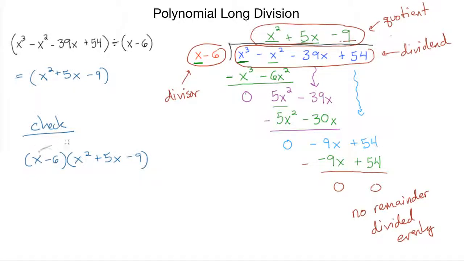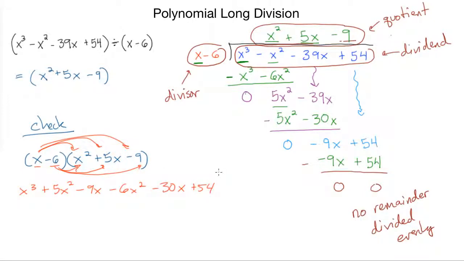So I'm going to go ahead and distribute. X times x squared is going to give me x cubed. X times 5x is going to be plus 5x squared. X times negative 9 is going to be negative 9x. Now we move on to the next term. Negative 6 times x squared is negative 6x squared. Negative 6 times 5x is negative 30x. And negative 6 times negative 9 is plus 54.